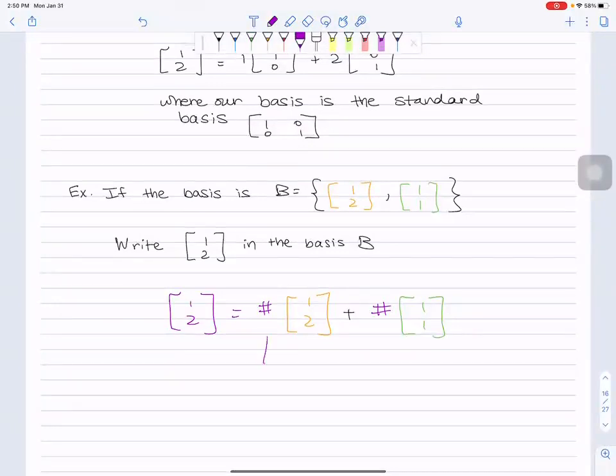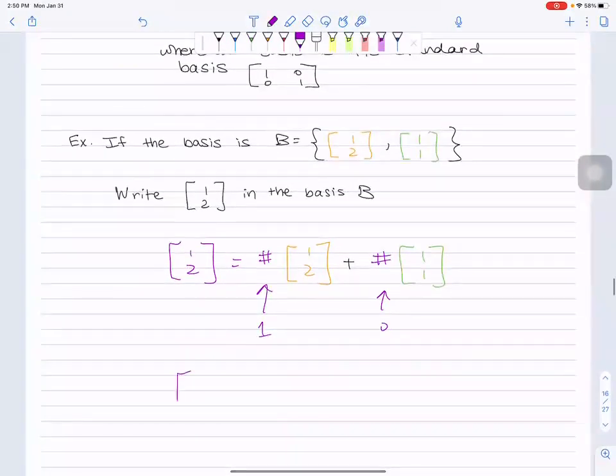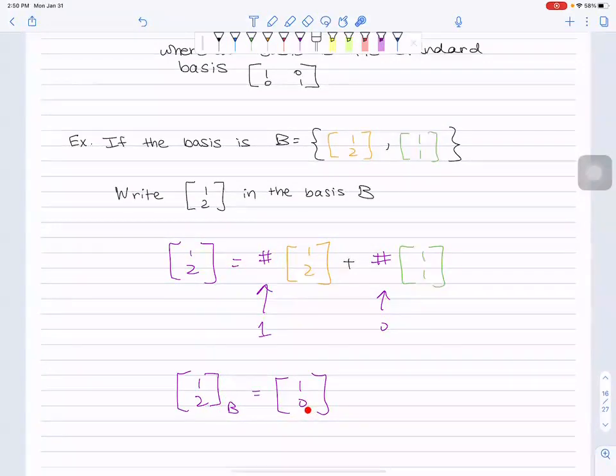Yeah, 1 and 0. So this is 1, this is 0. So 1, 2 written in the basis of B is actually 1, 0. We just take what this number is and what this number is, and we write that this vector in this weird basis turns out to be 1, 0. Are there any questions on that?